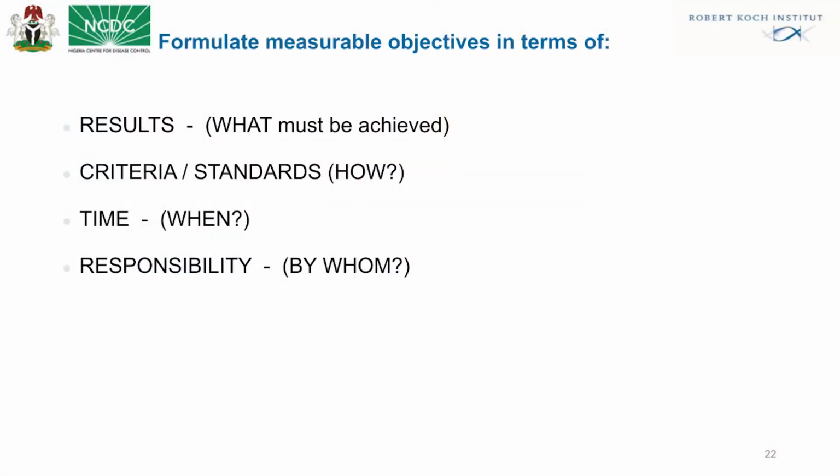Formulate measurable objectives in terms of results. What must be achieved in the results? What are the criteria we need to follow? Time, that is when. Responsibility, by whom.